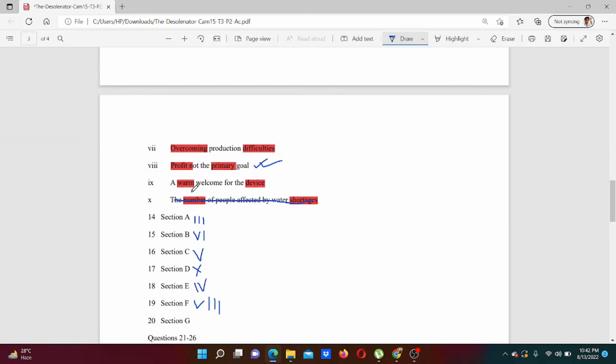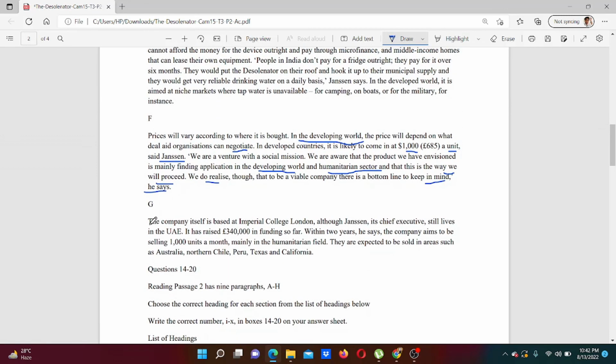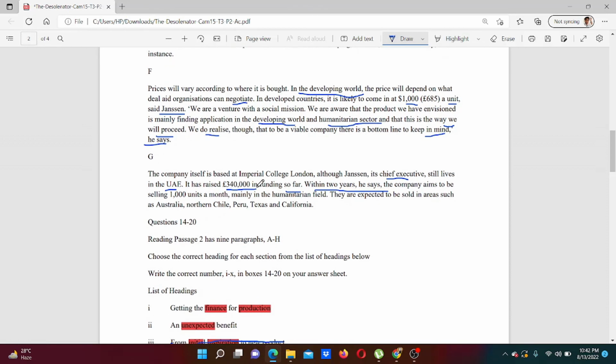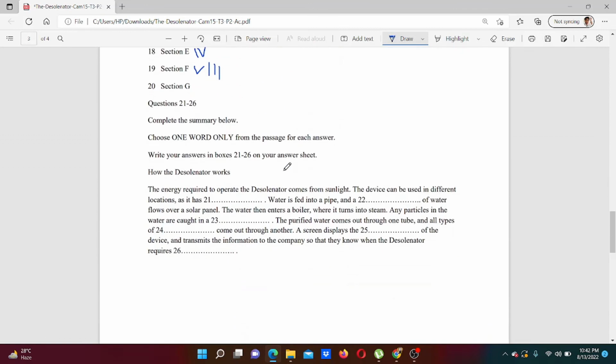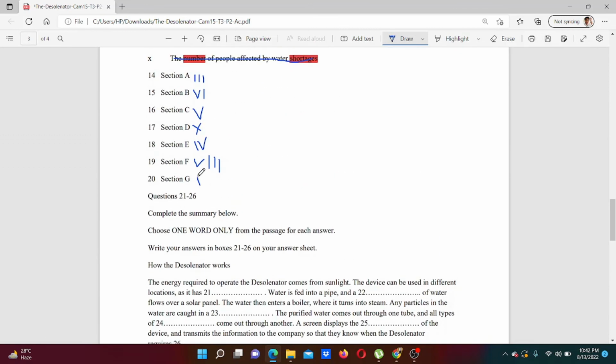Section G. The company itself is based at Imperial College London. Although Jensen, its chief executive, still lives in the UAE, it has raised these amounts in funding so far. Okay, so basically they are talking about how they have raised finance or earned money for producing the product. So 'getting the finance for production' will be the appropriate answer for this paragraph.